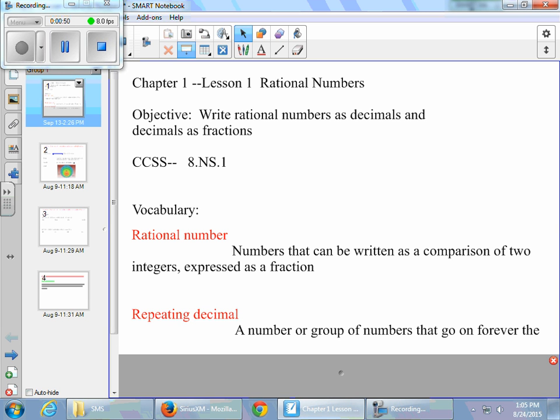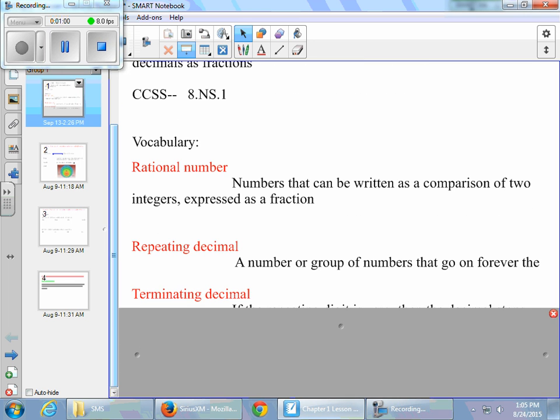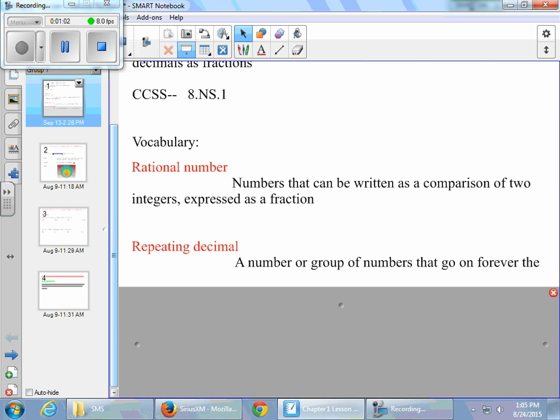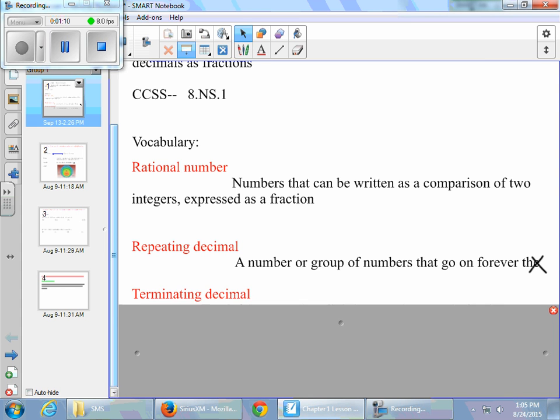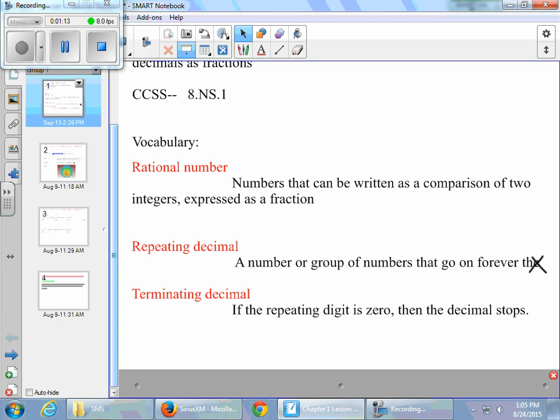Our next vocab word, repeating decimal. A number or group of numbers that go on forever. And our last vocab for this first lesson is terminating decimal. If the repeating digit is 0, then the decimal stops. As I said, we'll get into some examples of these in the next couple slides.